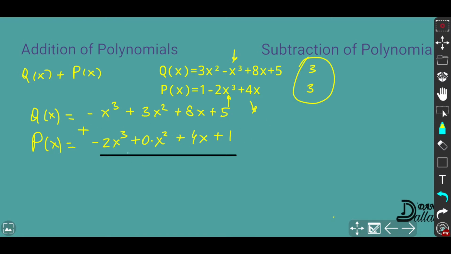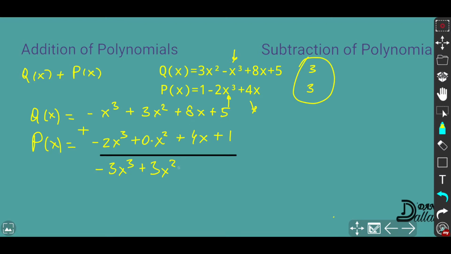No matter where you start, but I would recommend to start from the leading coefficients, from leading terms, and that's why you need to add minus x cubed and minus 2x cubed. In total, you'll get minus 3x cubed. Here, because that's a 0 term, this term is simply skipped, so the result is simply 3x squared. You don't care about 0 times x squared because the result is 0.